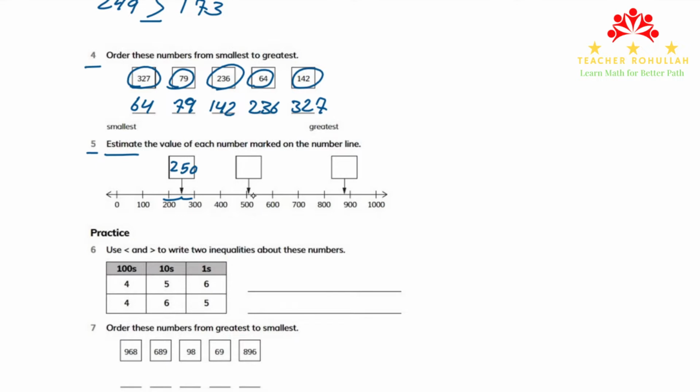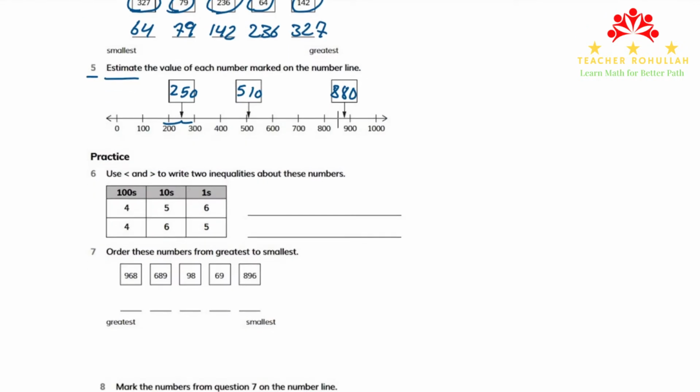The second box is very close to 500. We assume it as 510, because we estimate to the nearest multiples of 10. And you know multiples of 10 are 10, 20, 30, 40, and so on. The last box is between 800 and 900, but it is very close to 900. We can say that it is about 880. This is an estimation, not the exact value, because we are not asked to find the exact value.